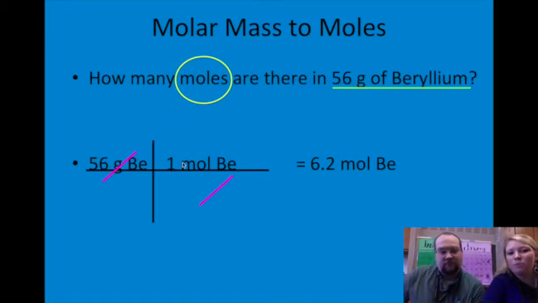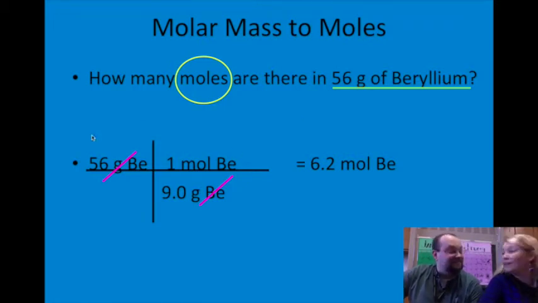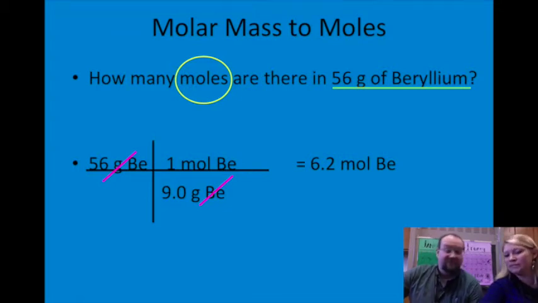Okay, I've set up my 1 mole across from that, and I know that 9 grams, and where does this come from? Also the periodic table. 56 times 1 is 56, divided by 9, around 6.198, or around 6.2. Okay, so we got that, right? We're going from grams to moles. Super easy.